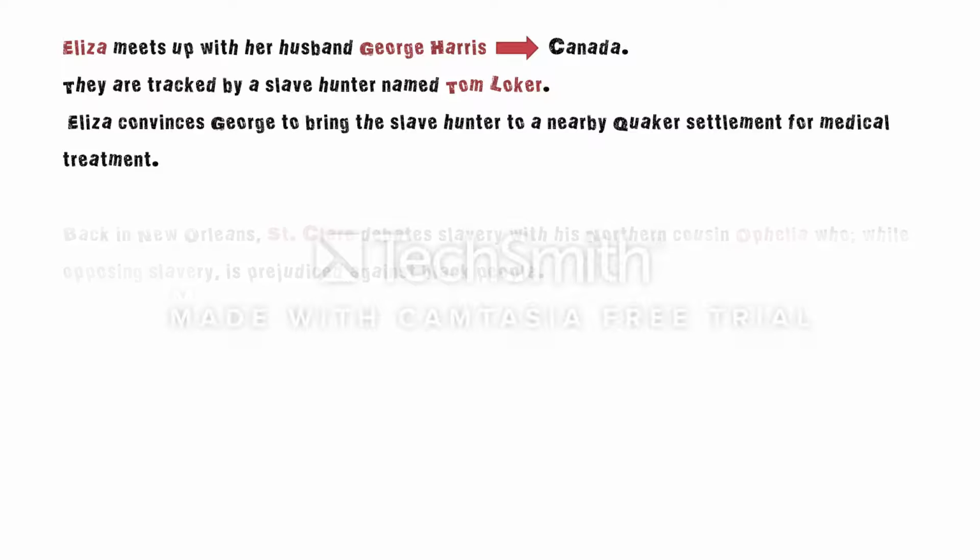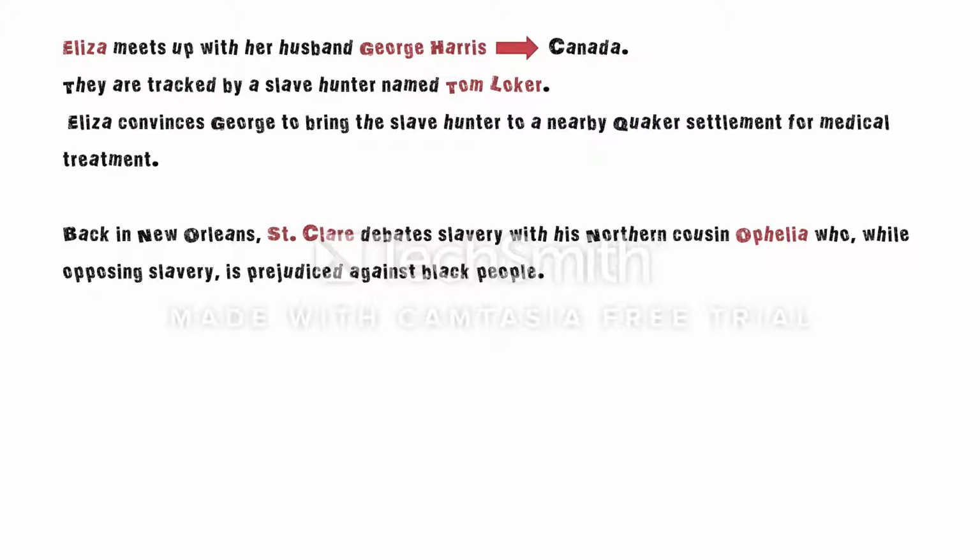So now let's go back to Uncle Tom. After they are back in New Orleans, Sinclair needs to face a really big problem: he needs to debate slavery with his northern cousin called Ophelia, who, while opposing slavery, is prejudiced against black people.